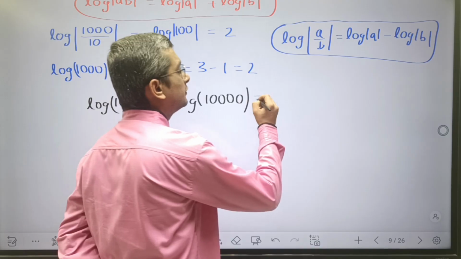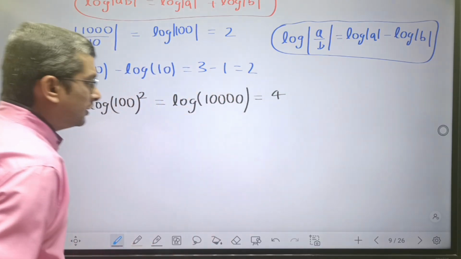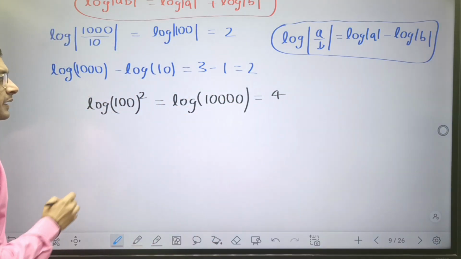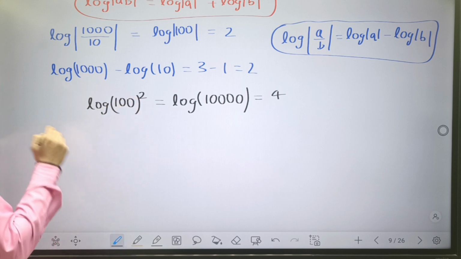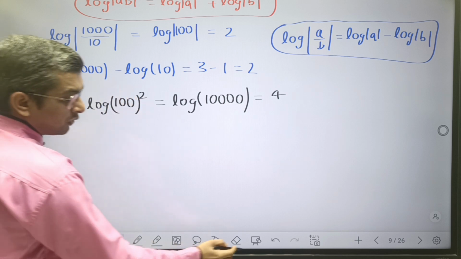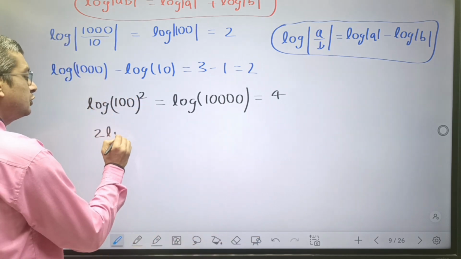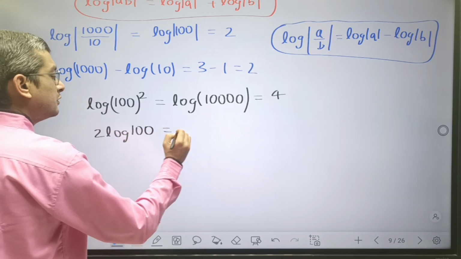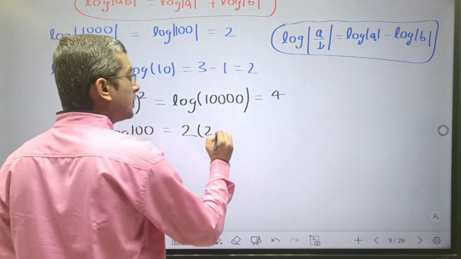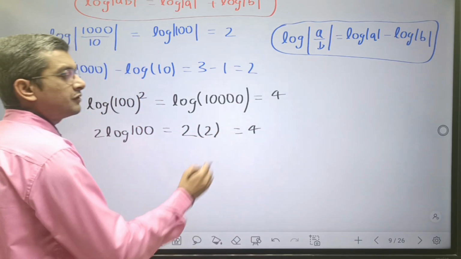So the answer is 4. 10 raised to 4 is 10,000. Now if we put this power in as the coefficient of the logarithm, we get 2 log 100, and log 100 is 2. Again we are getting the same result, 4.